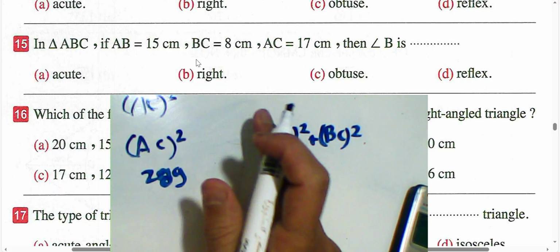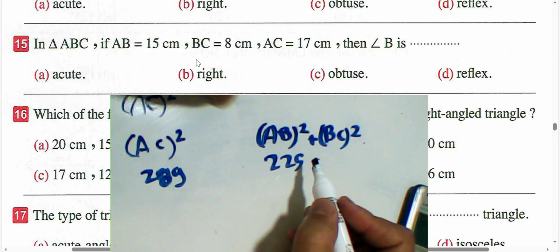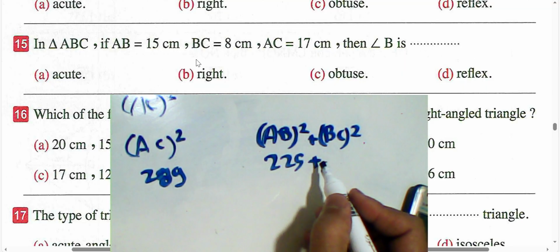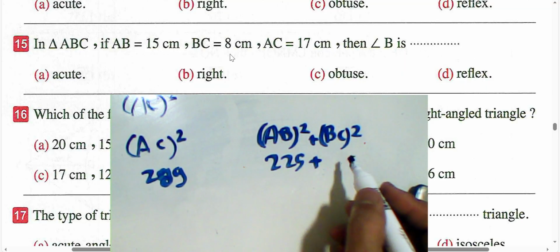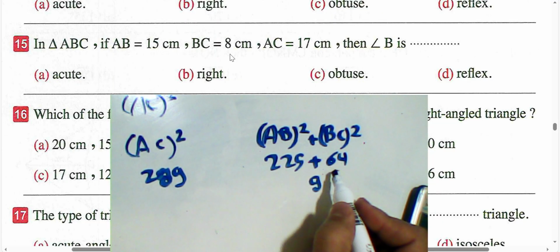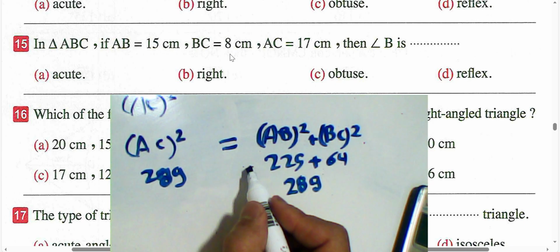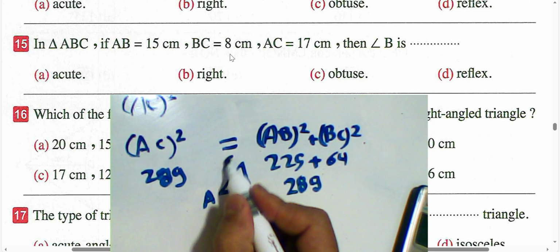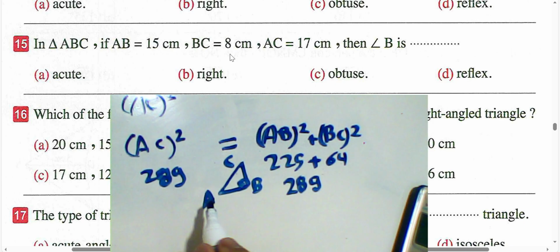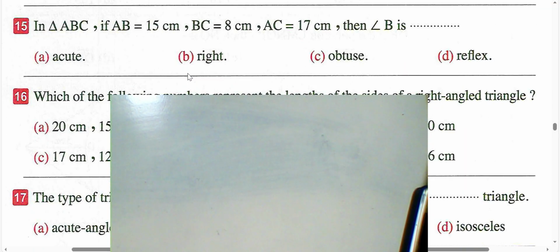And AB power 2, AB is 15, 15 power 2 is 225. And BC was 8 power 2, 64. We can add together: 5 plus 4 is 9, 6 plus 2 is 8, and 2. They are equivalent. Then we have a right angle triangle. AC will be the hypotenuse and B will be the right angle. Choose letter B.